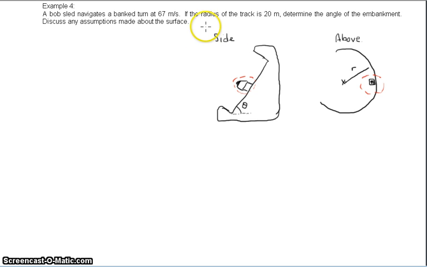Since bobsled is done at the Winter Olympics on ice, we will assume that the surface is frictionless. So unlike a car traveling around the road, friction will not hold this sled down. It will just be the embankment of the turn that is pointing towards the center of that circle. So the center of the circle in this case will be somewhere in the horizontal plane of this bobsled. So our circular acceleration, our centripetal acceleration, is pointing towards the center.